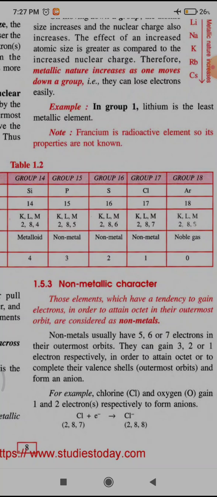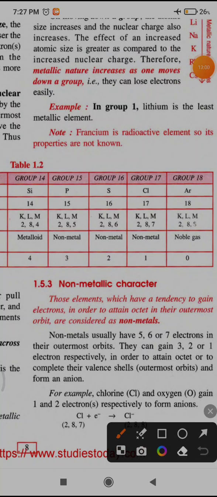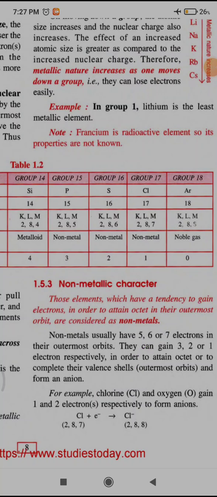So non-metals, they are not going to lose, they are going to gain the electrons, and after that they form the anion. Here one example is given, you see, chlorine. Chlorine, you can see 7 valence electrons it is having, and it will gain one electron and it will form the chlorine anion. Like that your nitrogen, oxygen, sulfur, phosphorus.